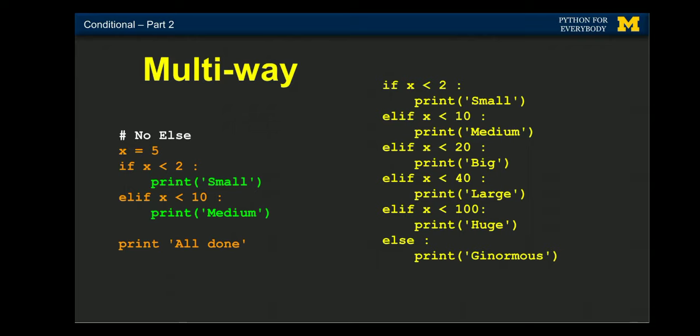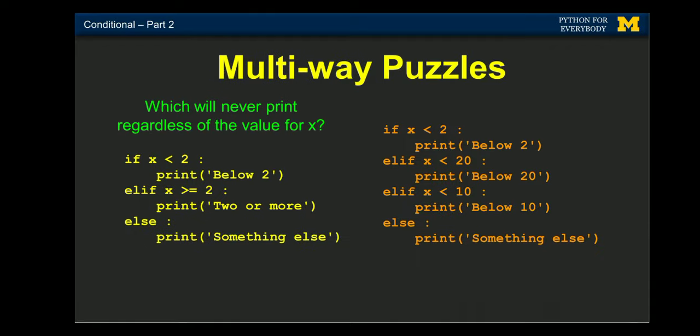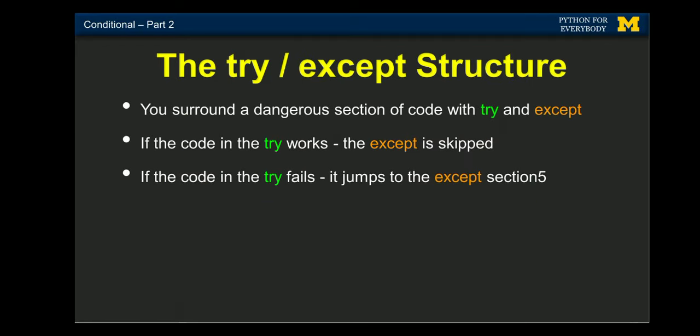The try/except structure: you surround a dangerous section of code with try and except. If the code in the try works, the except is skipped, and if the code in the try fails, it jumps to the except section, which is exactly what we will see in the later courses.